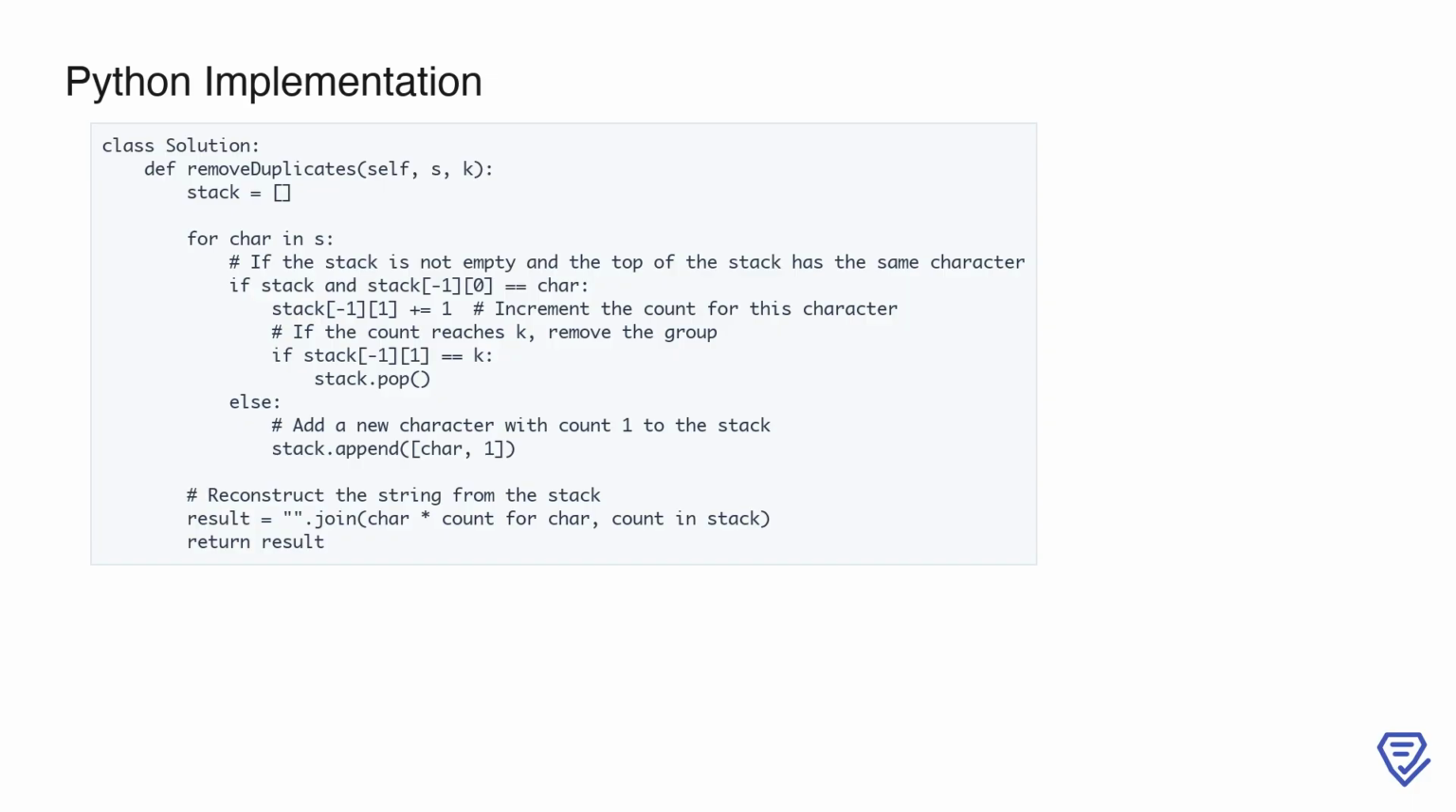After processing all characters, the remaining characters and their counts in the stack are used to reconstruct the final string. This is done using a list comprehension to repeat each character by its count and joining the results. Efficiency. The algorithm runs in O(n) time, where n is the length of the string. Each character is pushed and popped from the stack at most once. The space complexity is O(n) in the worst case, depending on the size of the stack.